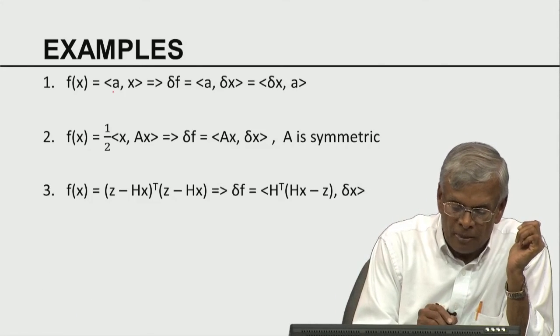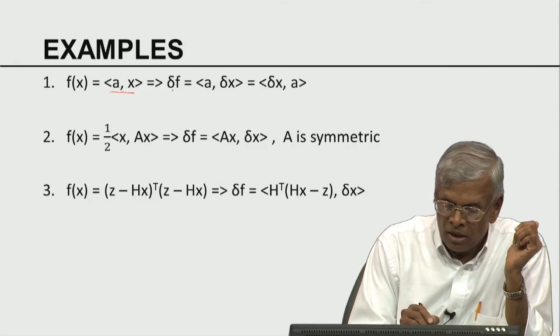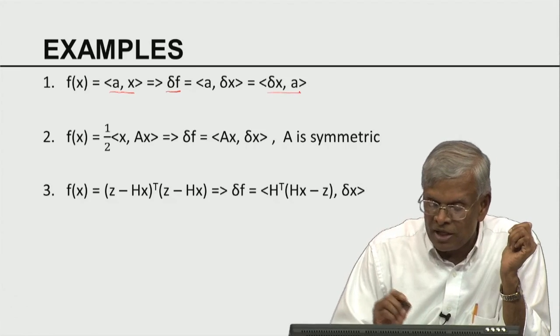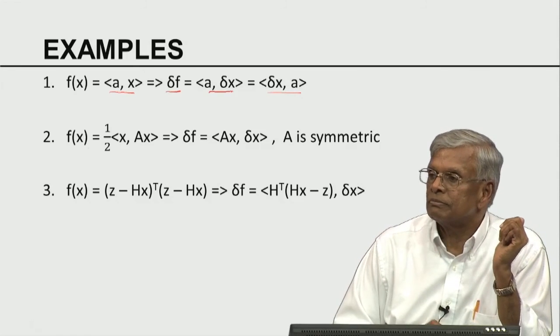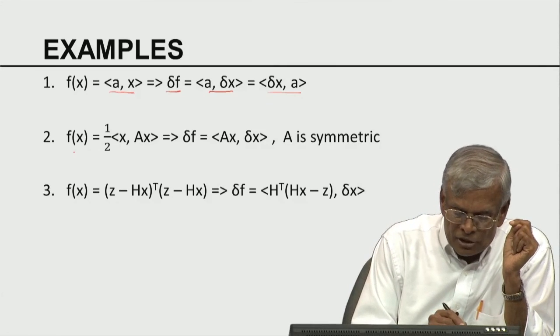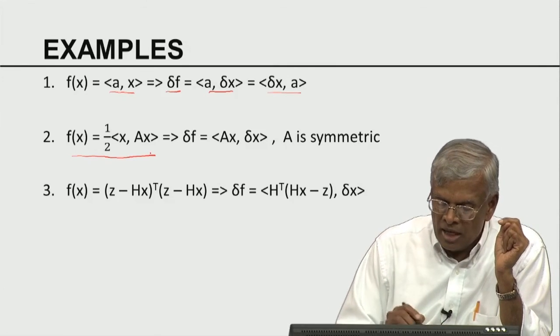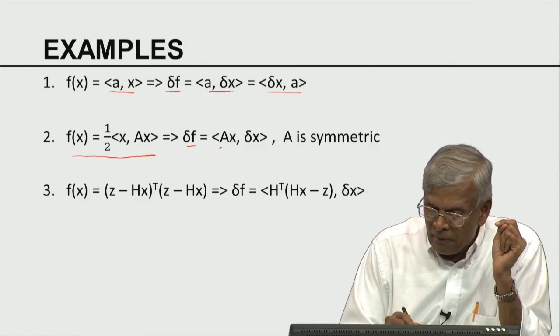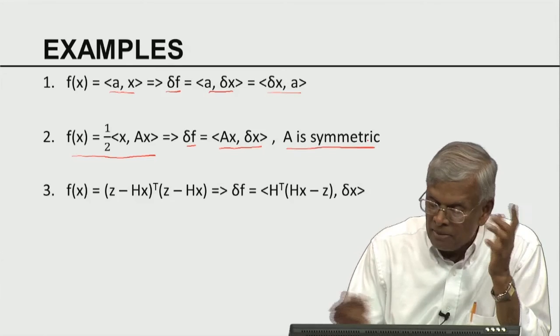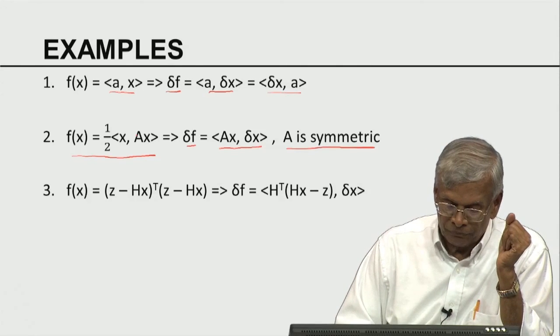So if f of x is a scalar-valued function of a vector, the first variation is simply the inner product of the gradient of f with delta x. Again, this is the first formula in variational calculus. If f of x is equal to 1/2 of x transpose Ax, delta f is equal to the inner product of Ax with delta x. Here A is symmetric, obviously, because of the quadratic form.